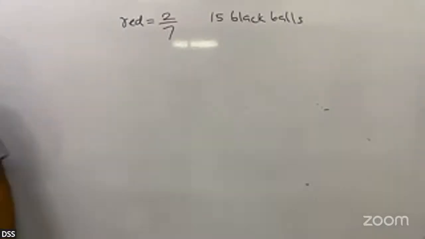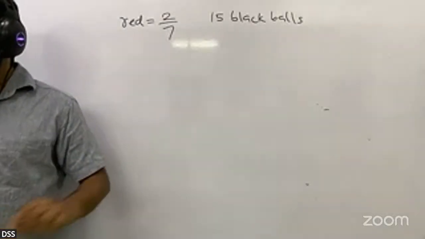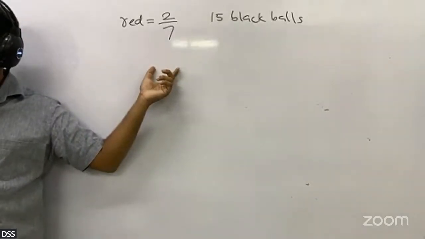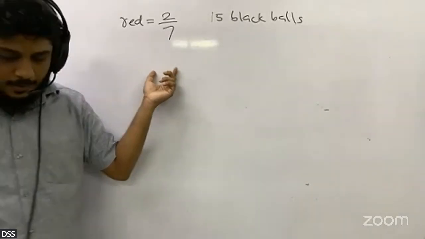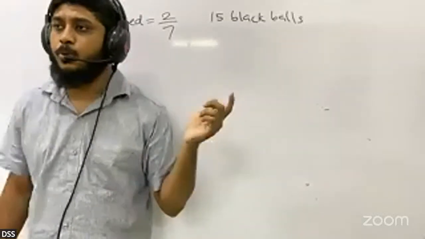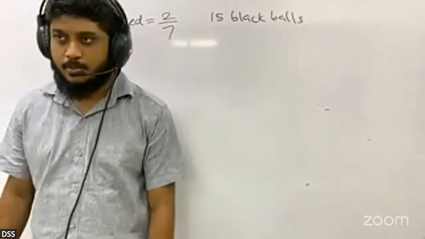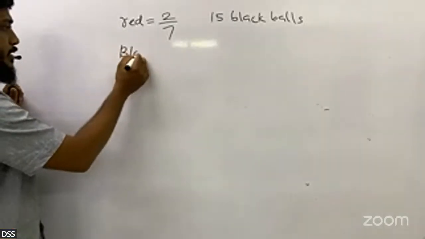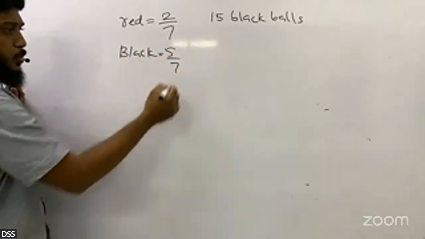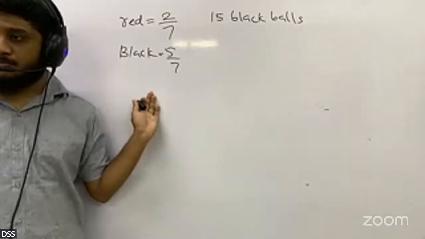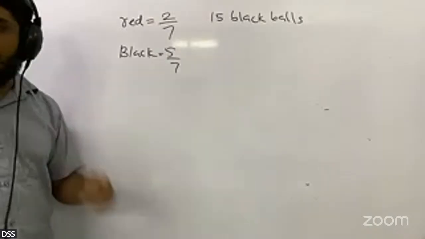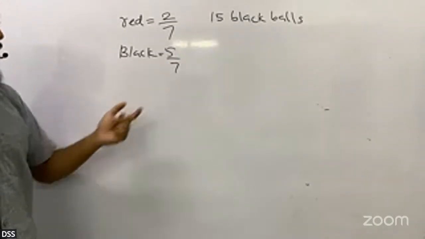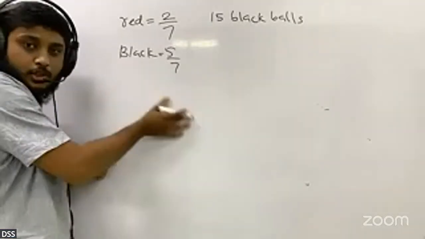Now listen carefully. If red balls are 2/7, how many black balls will be there? 5/7, you get the balance of this. Then black balls I can write as 5/7. This is the normal fraction. If there are 2 things, red is 2/7, black should be 5/7. So black is 5/7.